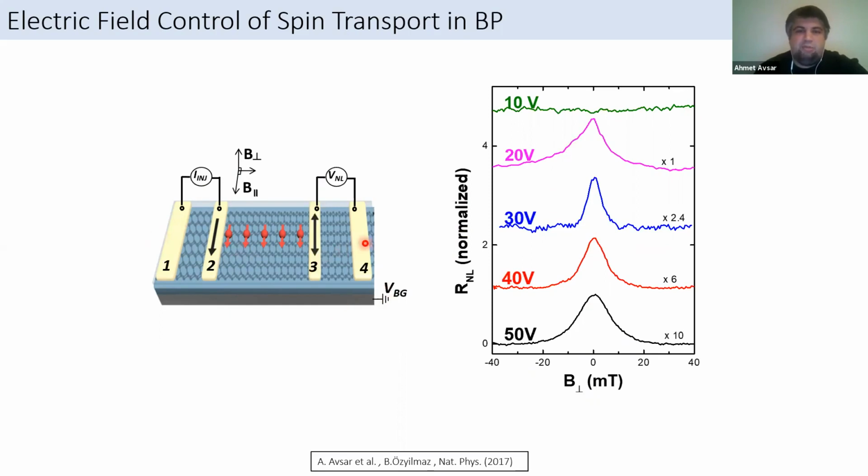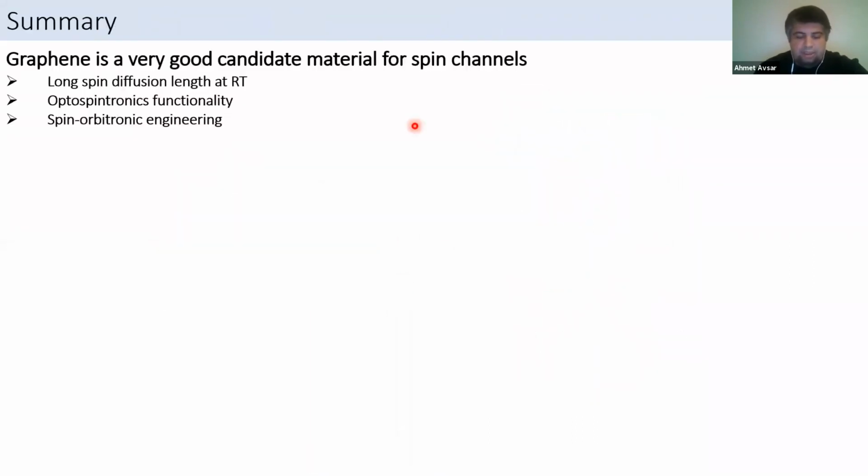But this mostly related to the charge property rather than the spin. Okay, so I think I'm good with the timing.